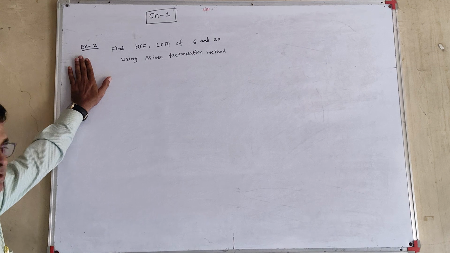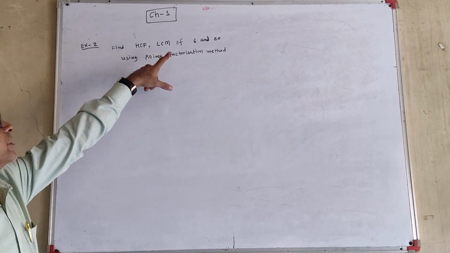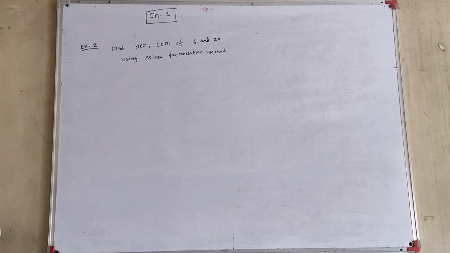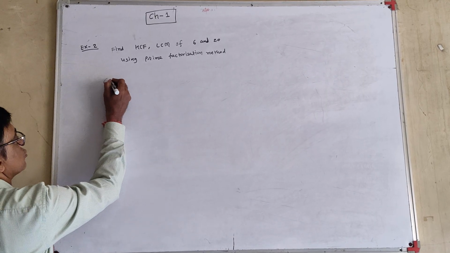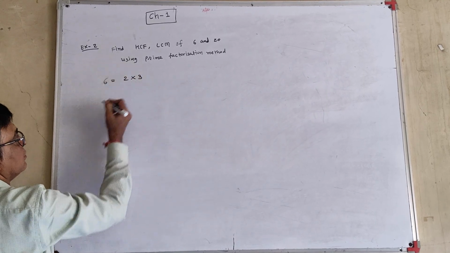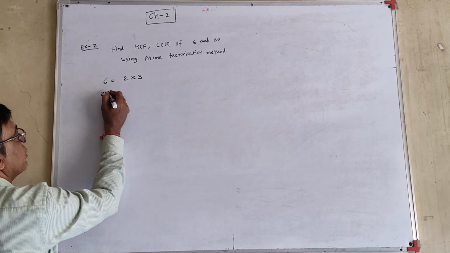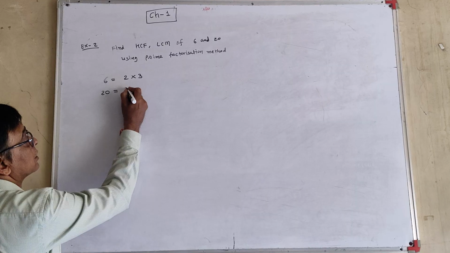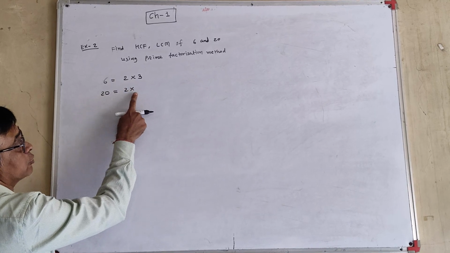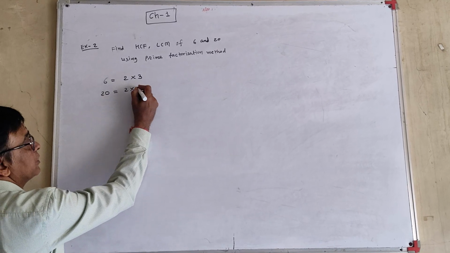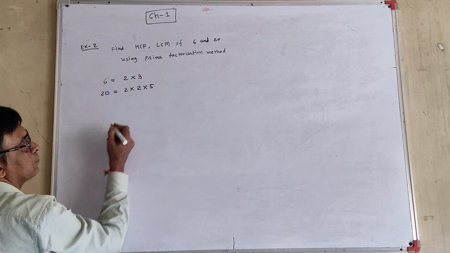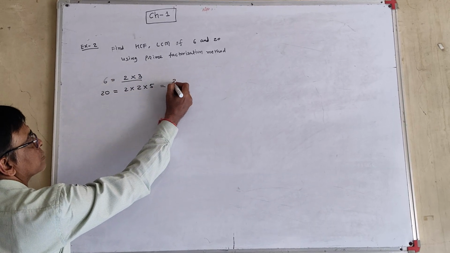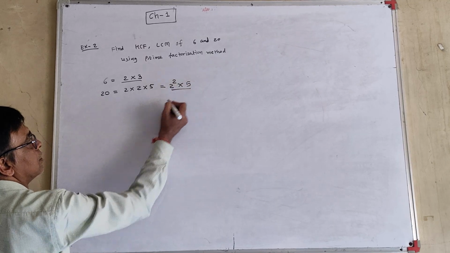Example 2, find HCF and LCM of 6 and 20 using the prime factorization method. So 6 is a product of 2 and 3. 20 is equal to 2 multiplied by 10, but 10 is a product of 2 and 5. So 2 multiply 2, that means 2 square into 5.